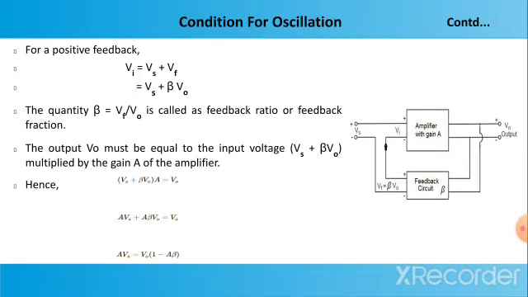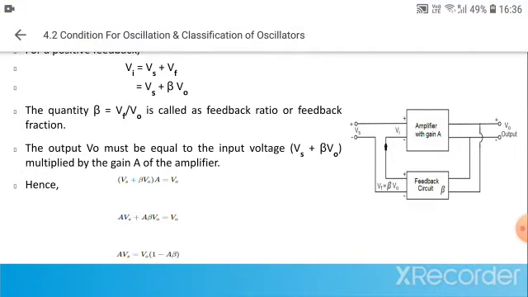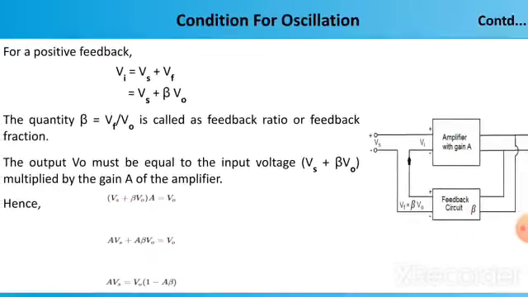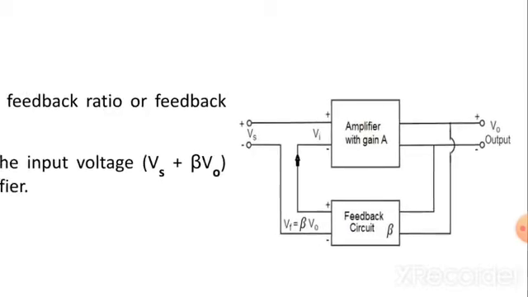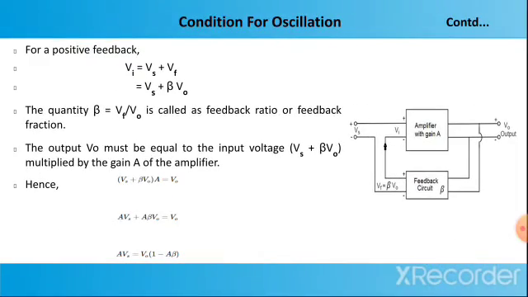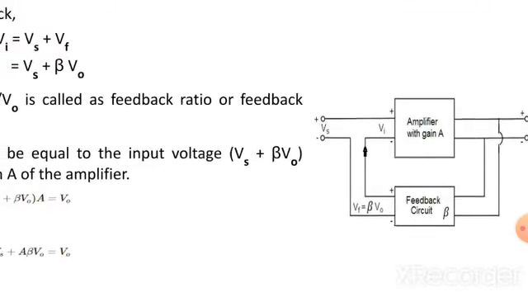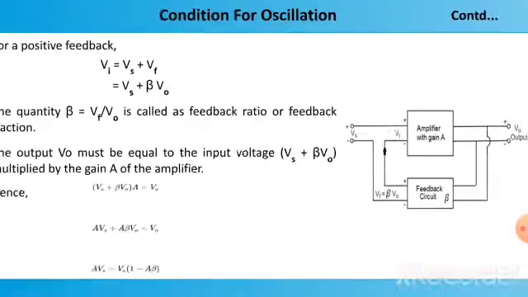The output V naught must be equal to the input voltage, that is Vs plus beta V naught, multiplied by the gain A of the amplifier in order to find out the output voltage. So for the positive feedback, input voltage is Vs plus Vf, and it will become Vs plus beta V naught. But if you want to find out the V naught, then output will be Vs plus beta V naught into A, that is, we have multiplied the gain.